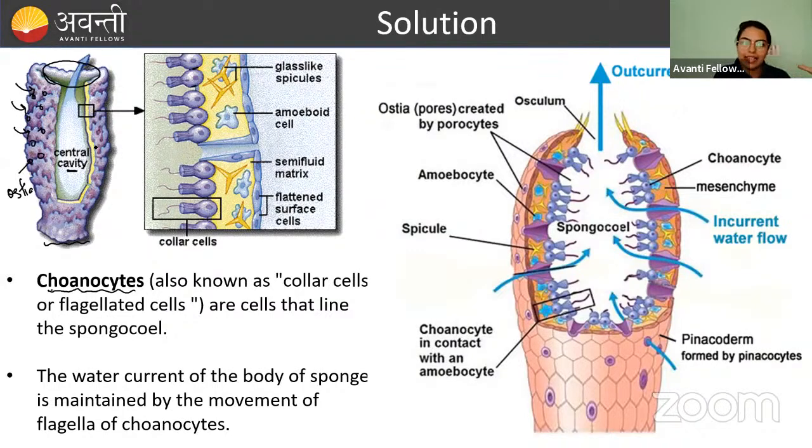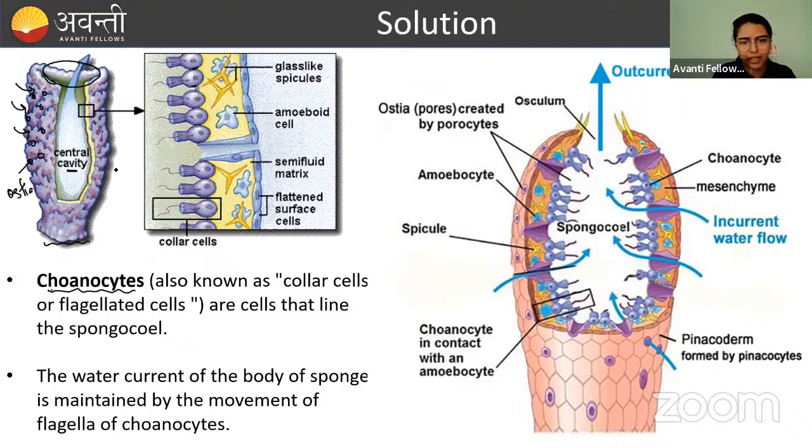So now what happens, as the water enters through ostia, the flagella will try to move the water towards osculum so that osculum se bahar nikal jaye pani. So these flagella are helping in the regulation of water movement. Either the water has to go down or go up. So the flagella present on the choanocytes are helping in the maintenance of water current.